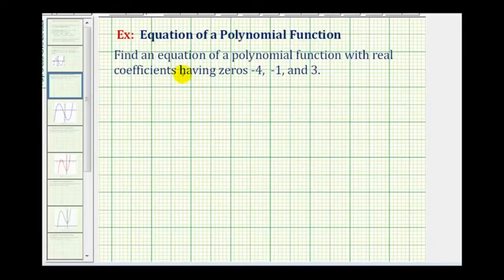We want to find a possible equation for a polynomial function with real coefficients having zeros -4, -1, and +3. Let's review what we know about the zeros of a polynomial function.